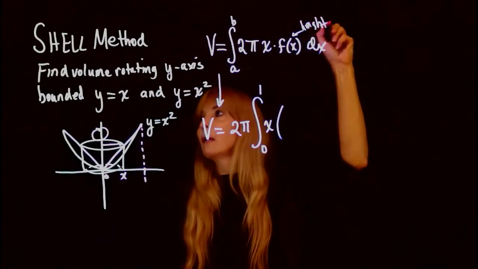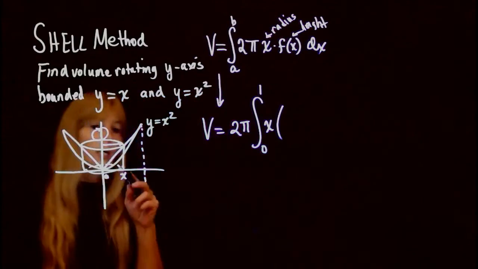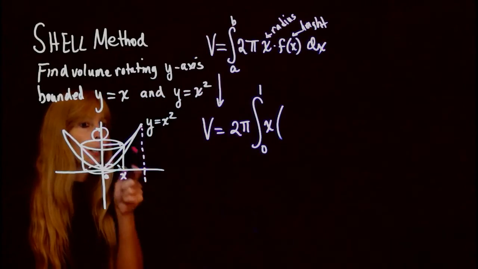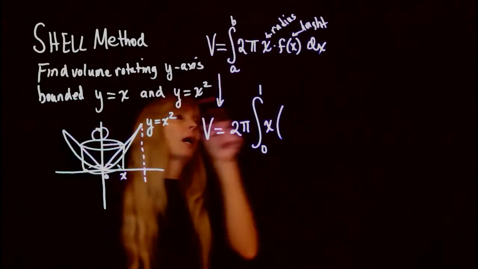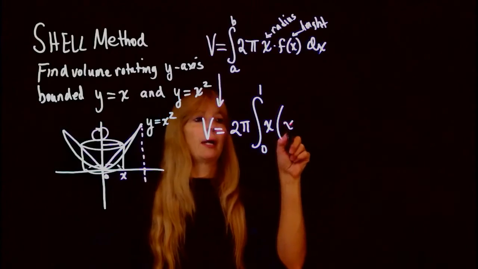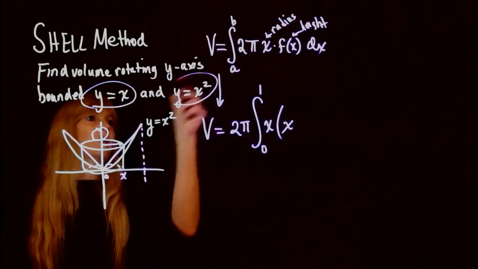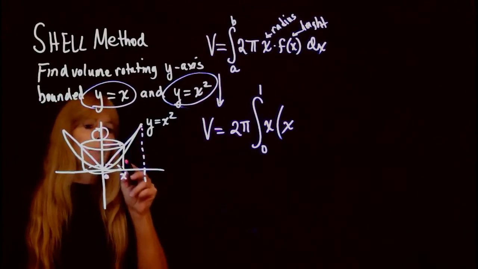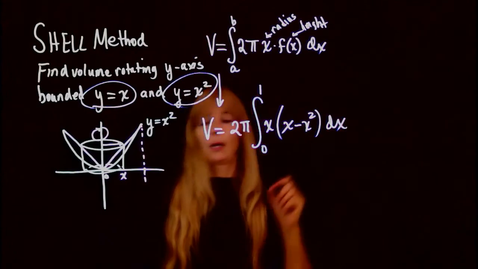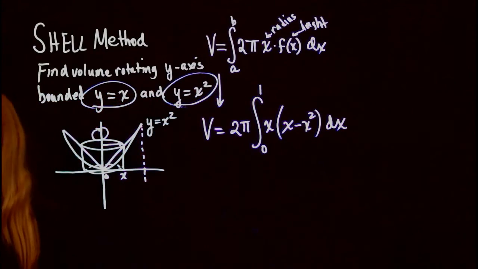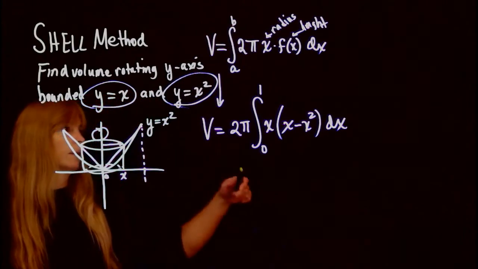This is my height. I don't know, can you see that? Yeah. And this is my radius. So my height in this case, normally it's just your function. But since I have two functions, I take my top function, which is my x, and I subtract from it my lower function, which would be minus x squared, and now we're home free. Now it's pretty easy to solve this because now we just do our antiderivative.